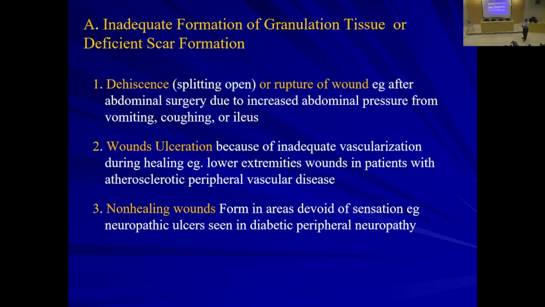You also see this in patients who have atherosclerotic changes, mainly peripheral, in cases of diabetes, and you see this in the lower limb. Non-healing wounds occur in areas devoid of sensation, like patients who have neuropathic ulcers because of, again, diabetic peripheral neuropathies. This is the group of the inadequate formation of granulation tissue.